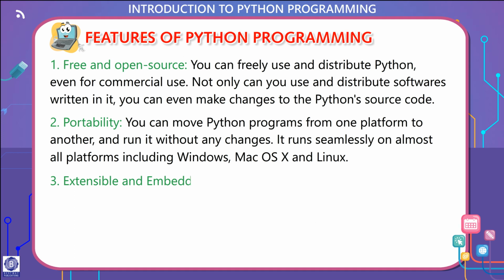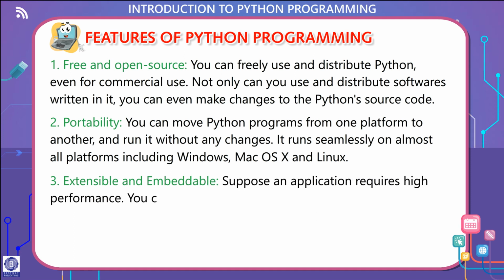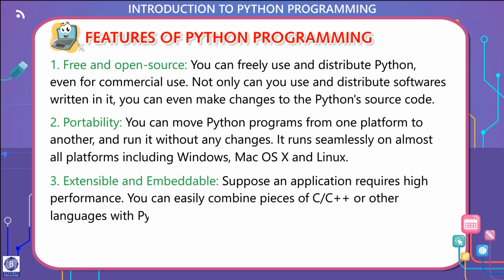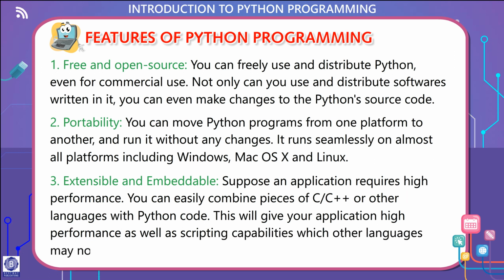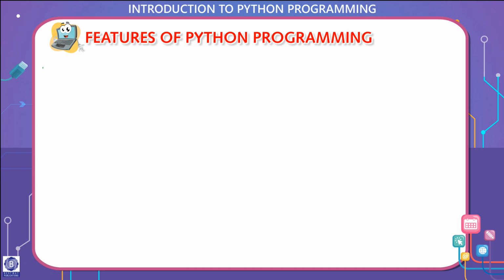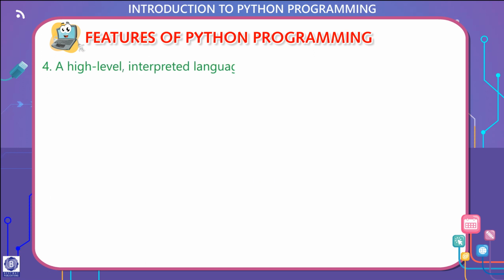Extensible and embeddable. Suppose an application requires high performance. You can easily combine pieces of C, C++, or other languages with Python code. This will give your application high performance as well as scripting capabilities which other languages may not provide out of the box.